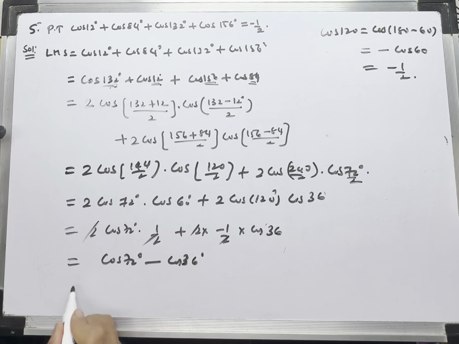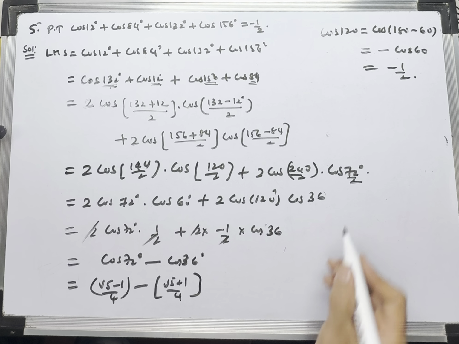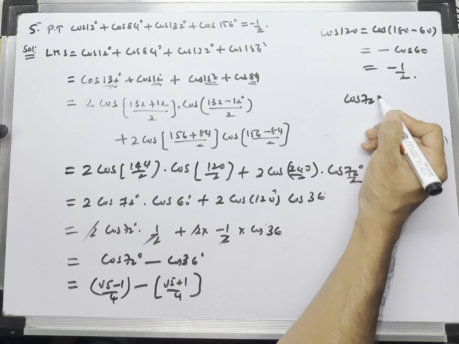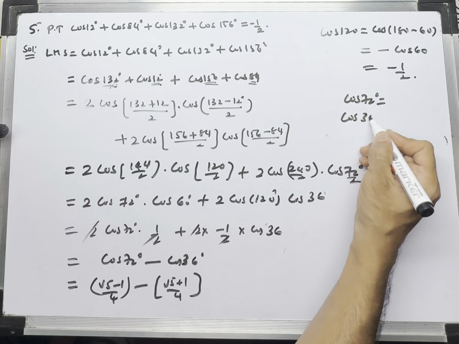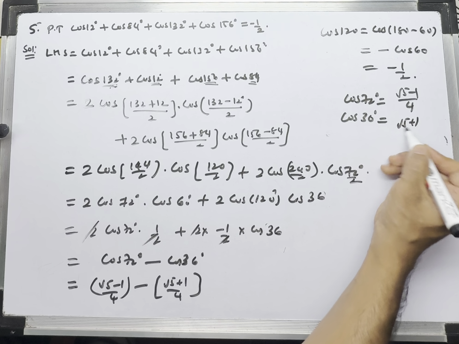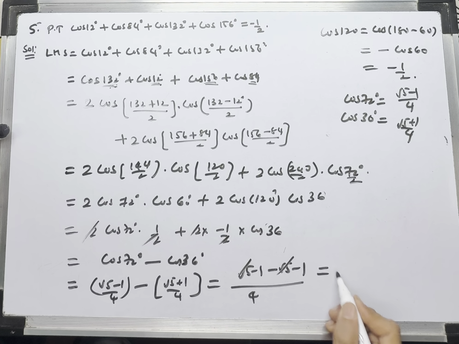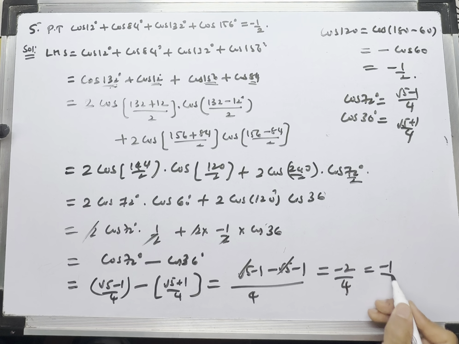How much is cos 72 degrees? Cos 72 is sin 18, root 5 minus 1 by 4, minus cos 36, root 5 plus 1 by 4. So you can remember these values also: cos 72 degrees is root 5 minus 1 by 4, and cos 36 degrees is root 5 plus 1 by 4. Now the LCM is 4. Root 5 minus 1 minus root 5 minus 1, both cancelled. Minus 2 by 4. This is minus 1 by 2.